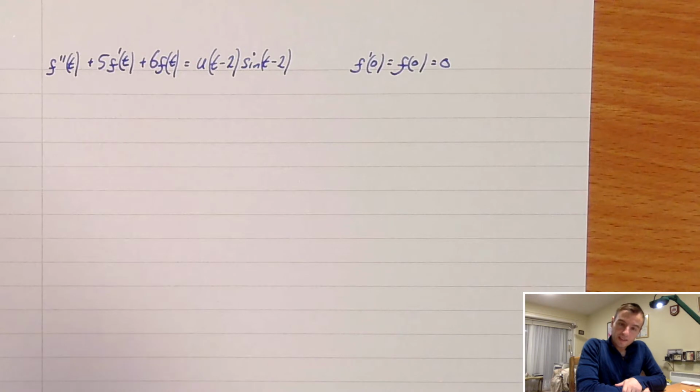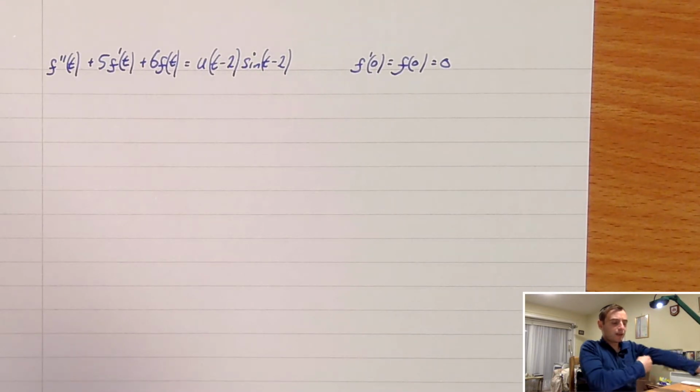Okay, so in this video, I want to have a look at solving a second-order differential equation, non-homogeneous, with a sinusoidal step input. So the input is going to be a sine wave, but it's only going to begin after 2 seconds, after t equals 2, if t is defined in seconds. So let's have a look.